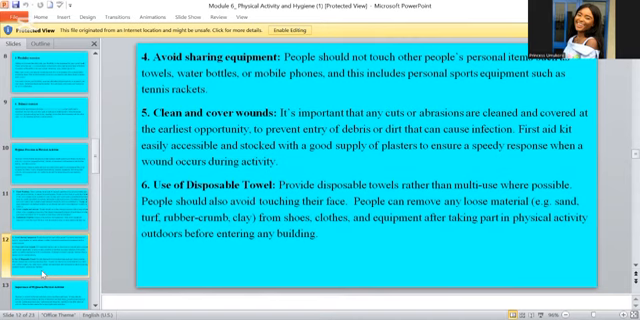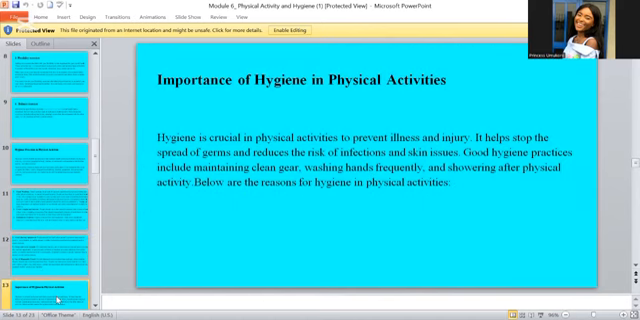People should not touch other people's personal items such as towels, water bottles, or mobile phones. This includes personal sports equipment such as tennis rackets. Clean and cover wounds. You should also use a disposable towel. Now, what's the importance of hygiene in physical activity? Hygiene is crucial because it can help to prevent injury, it helps stop the spread of germs, and reduces the risk of infections and skin issues.